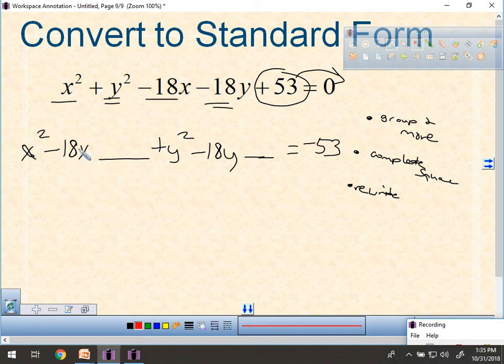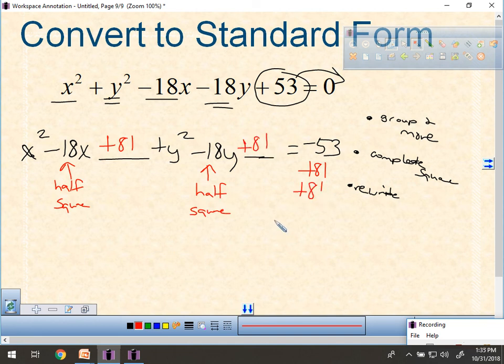Then you can complete the square. So I'm going to draw an arrow. Take half, and then square that number. So what will be half of negative 18? Negative 9. And then what will be negative 9 squared? Positive 81, right? Negative 9 times a negative 9 is positive 81. But make sure you put it over here also. So plus 81 over there. And then thankfully it's going to be the same thing for this one, right? Because half of negative 18 is negative 9. When you square that, you're going to get positive 81 again. So just put plus 81.